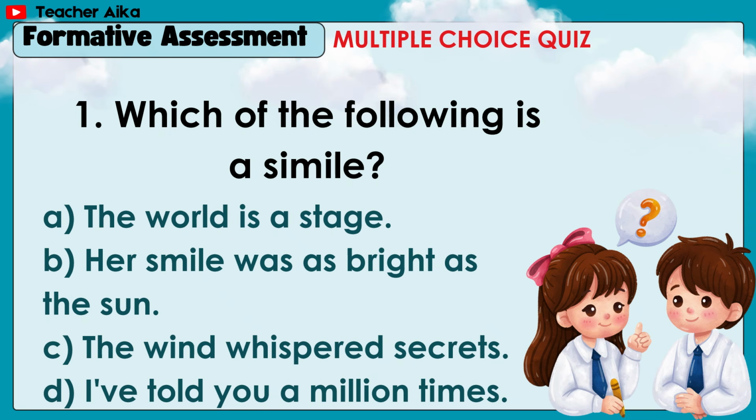Number 1. Which of the following is a simile? A. The world is a stage. B. Her smile was as bright as the sun. C. The wind whispered secrets. And D. I've told you a million times. Answer B. Her smile was as bright as the sun.